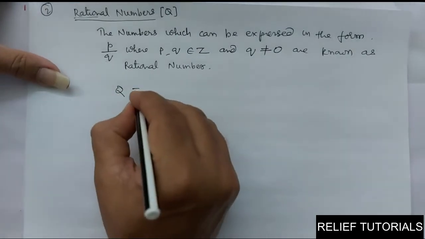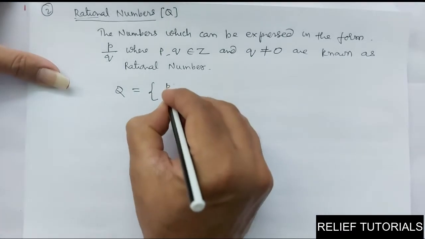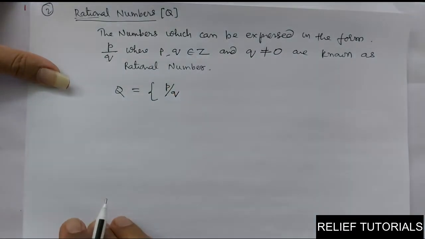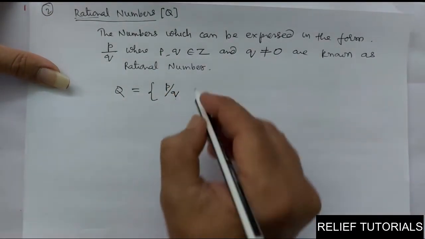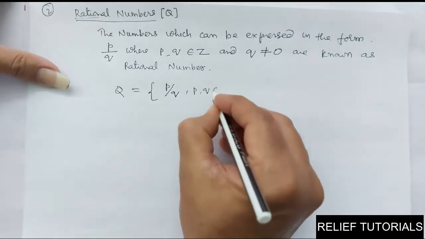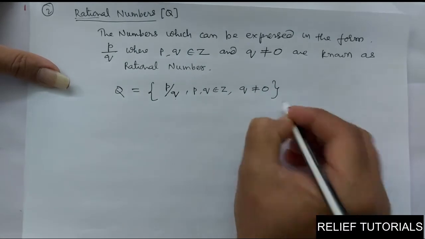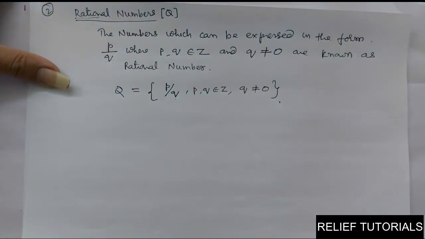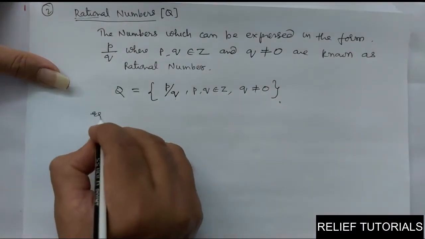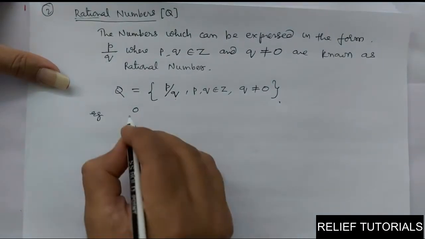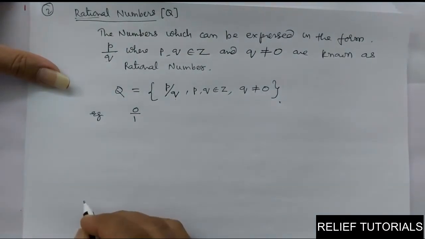So it is denoted by Q. So Q is nothing but all those numbers p by q. Means the number which can be expressed in the form p by q, where p, q belong to Z and q is not equal to 0, are called rational numbers. For example, we can say 0 is a rational number. Why? Because it can be written in the form 0 by 1.